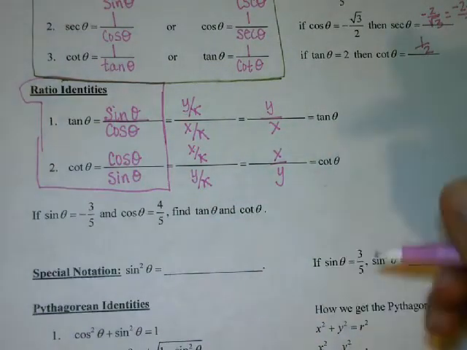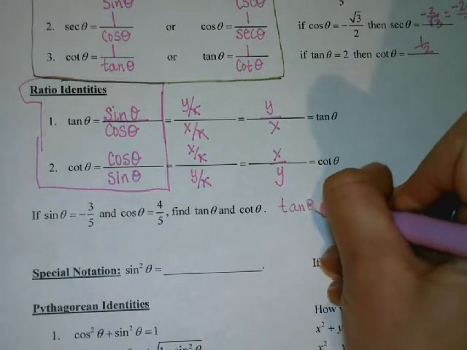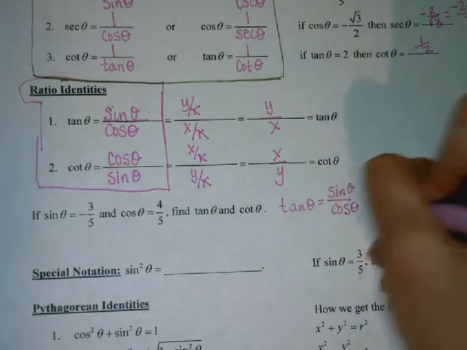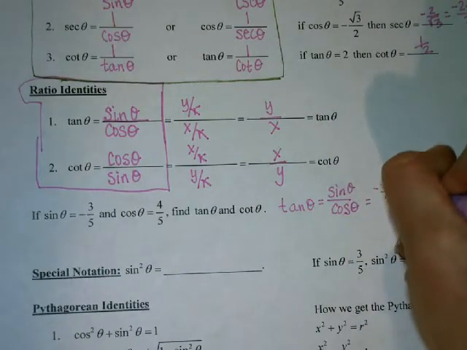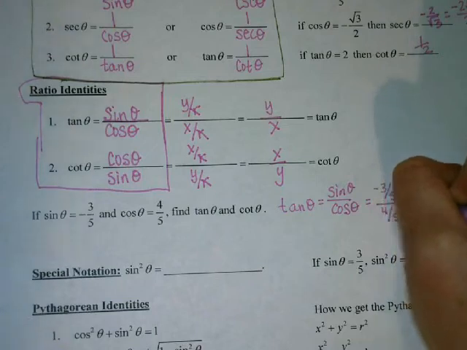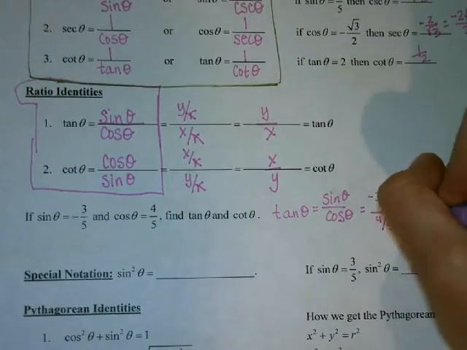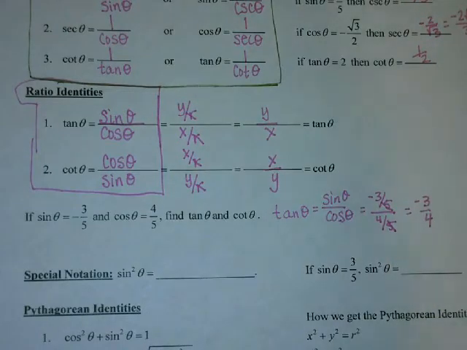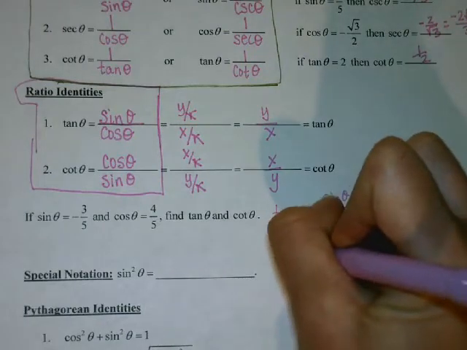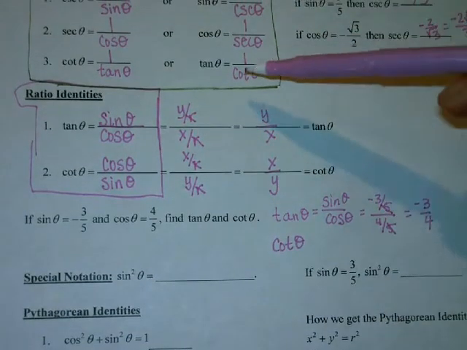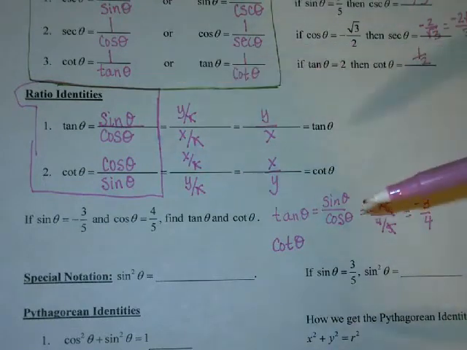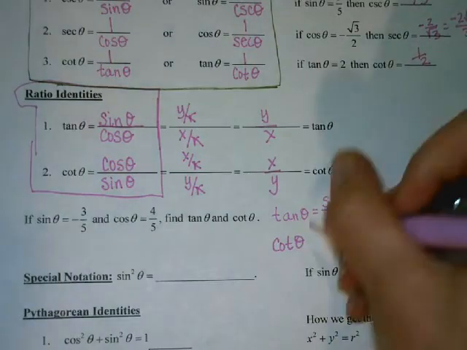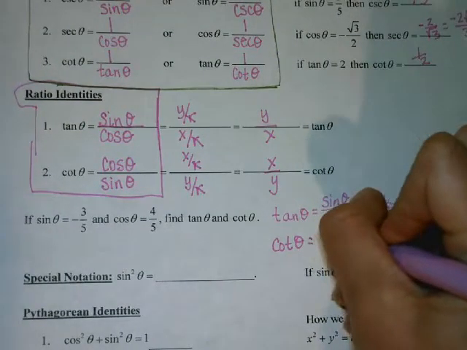All right, well, tangent is sine over cosine. So sine is negative 3/5 over 4/5. They both have the same denominator, so that's going to cancel. So I'm left with negative 3/4. Cotangent: 2 ways to get that. We know that tangent and cotangent are reciprocals, so I can just flip that over. Or I could do cosine over sine. You're going to get the same thing. I'm going to use the fact that they're reciprocals, and it's just negative 4/3.